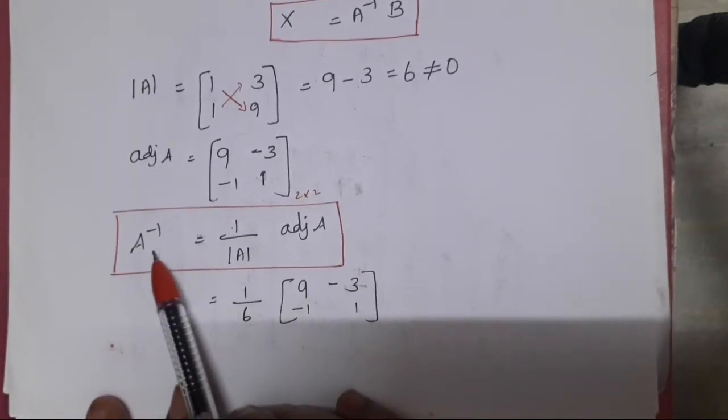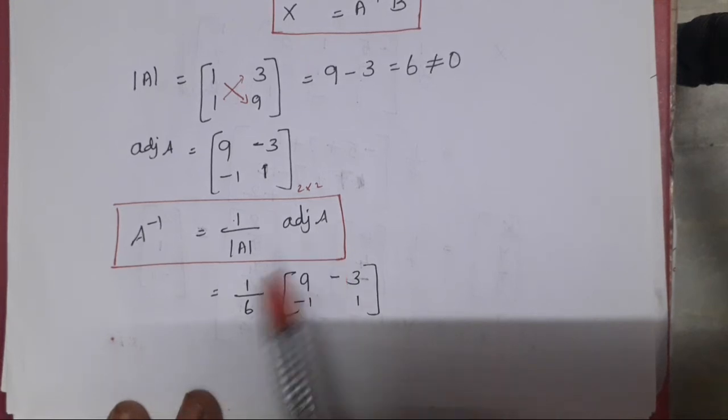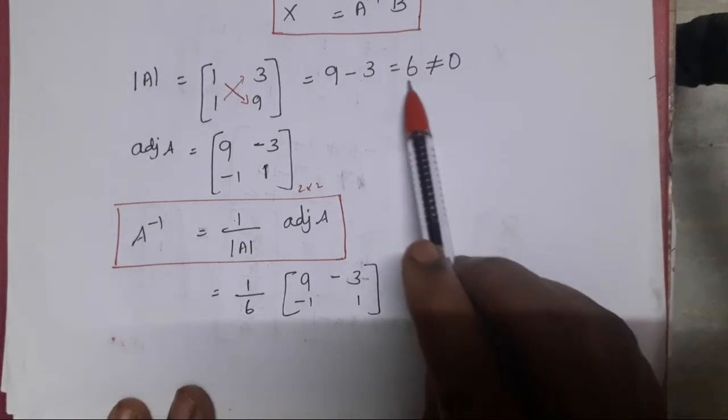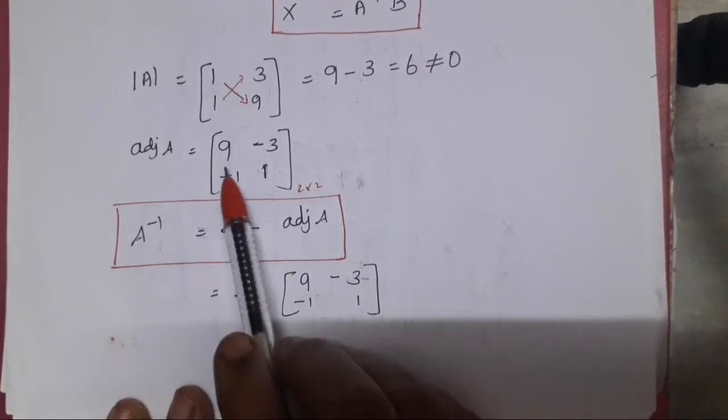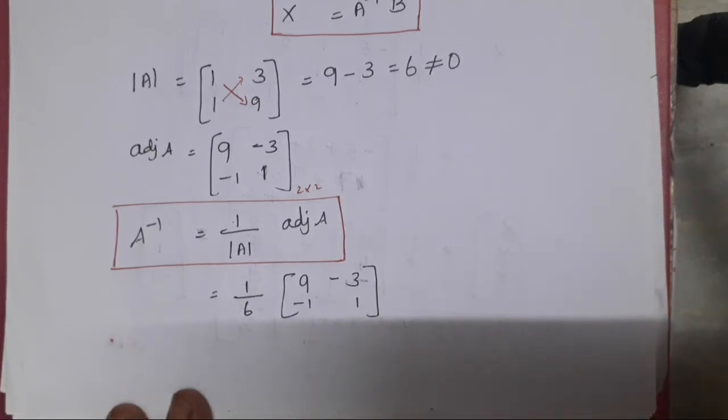Now what is the formula? A inverse equals 1 by determinant of A into adjoint of A. The determinant of A is 6. The adjoint of A is [9 -3; -1 1]. Now we have found the A inverse.